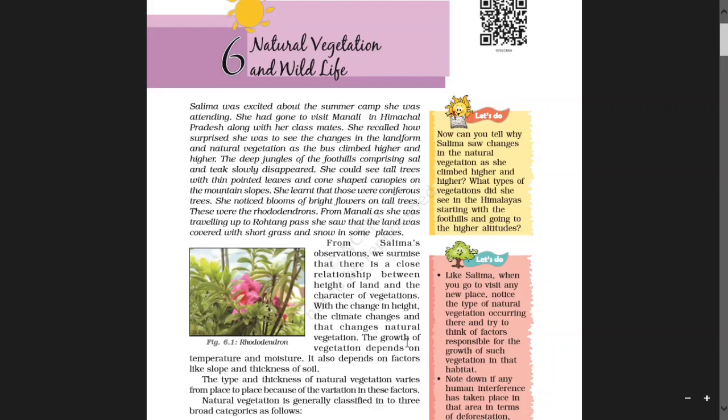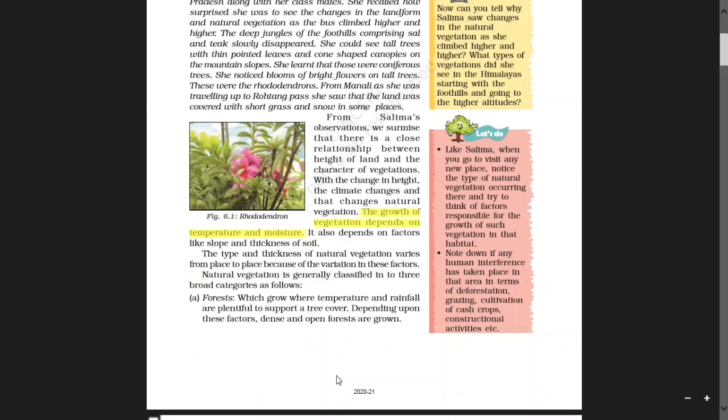The growth of vegetation depends on temperature and moisture. Mark this, boys. It also depends on factors like slope of the mountain and thickness of soil.